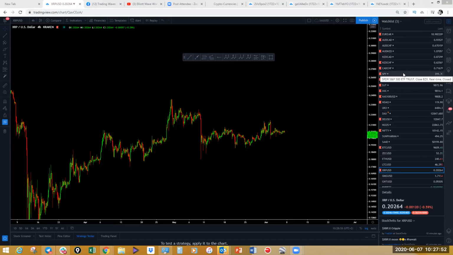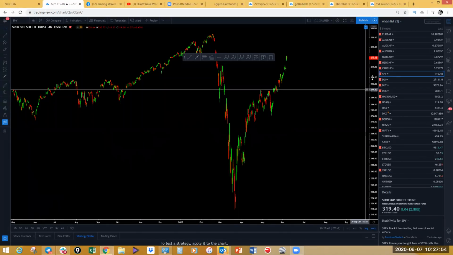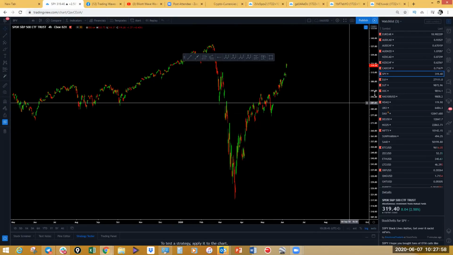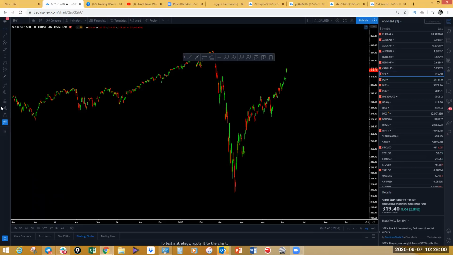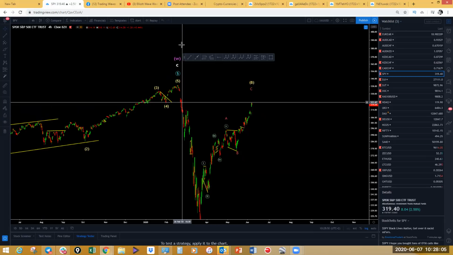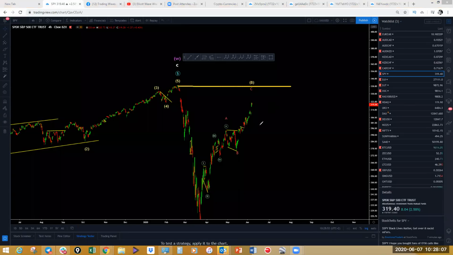Now let's look at the indices. Now the indices, we've already gone through this. All you're looking for is still continuation to the upside. All indications are still showing strength, but at some point we're going to have a corrective structure. We are going towards the all-time highs here on the S&P 500. This is still continuing to the upside. This is not ready to make a reversal or a pullback.